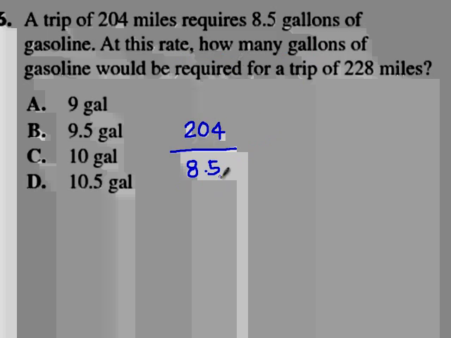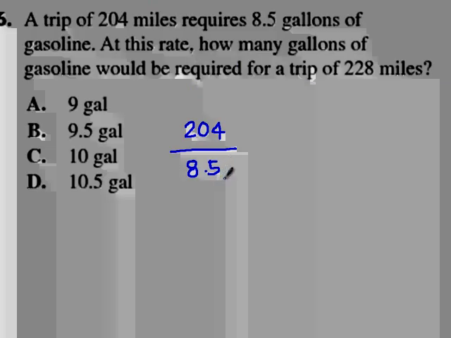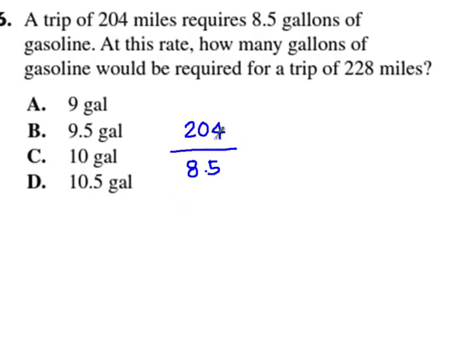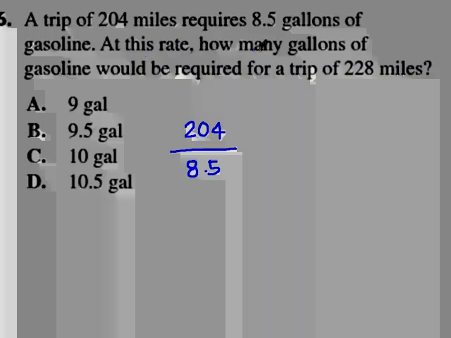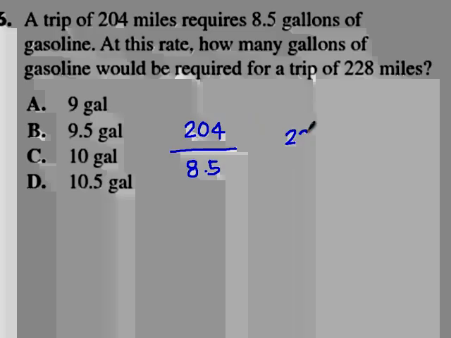At this rate, so this is now our rate, a comparison by division when the units are different. This miles, this gallons, so 204 miles per 8.5 gallons is simply your rate. At this rate, how many gallons of gasoline would be required for a trip of 228 miles? So 228 miles over the number of gallons that would be required to travel 228 miles. But we do not know that number of gallons, so we let that be X.